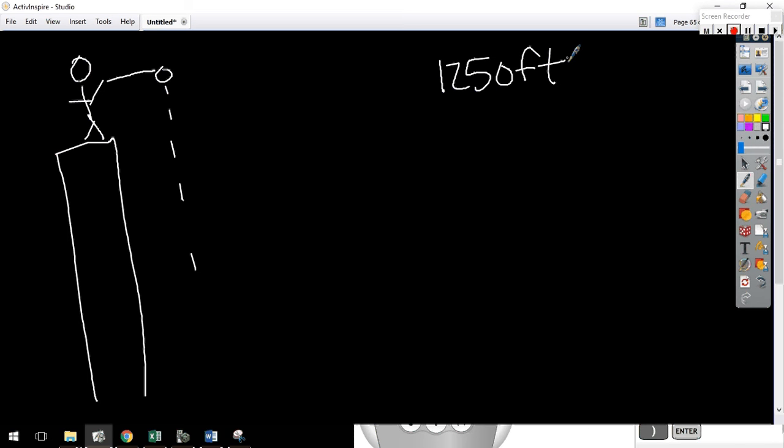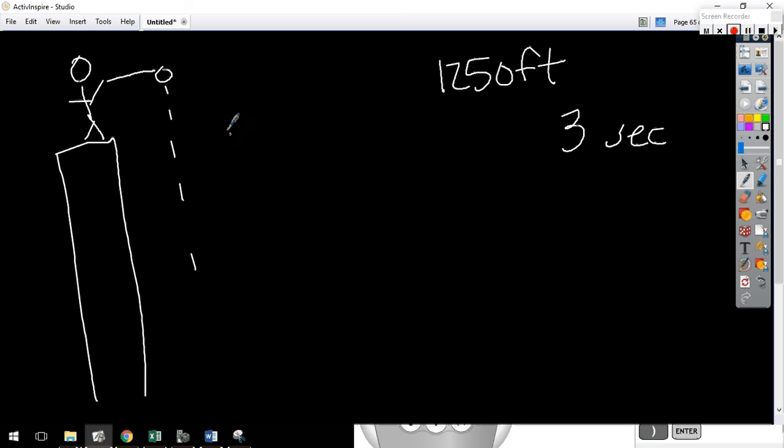If he just drops it, he just lets go. How far is it in 3 seconds? All the way down? Do you think it went 1,250 feet in 3 seconds? Maybe it went about halfway. It actually takes 5.2 seconds to get all the way to the bottom.